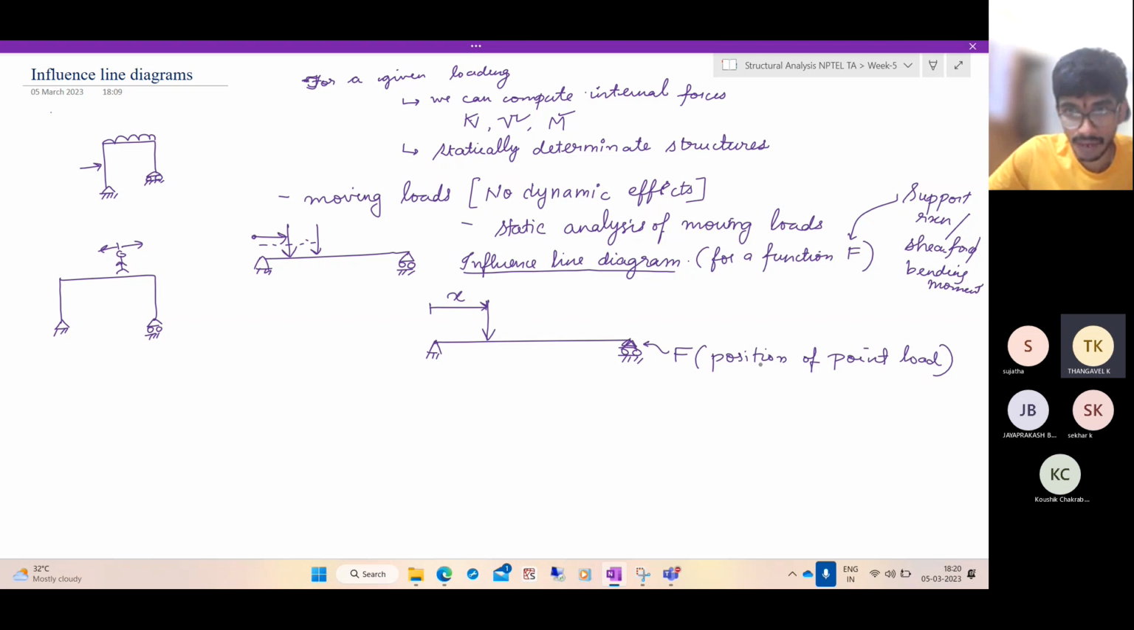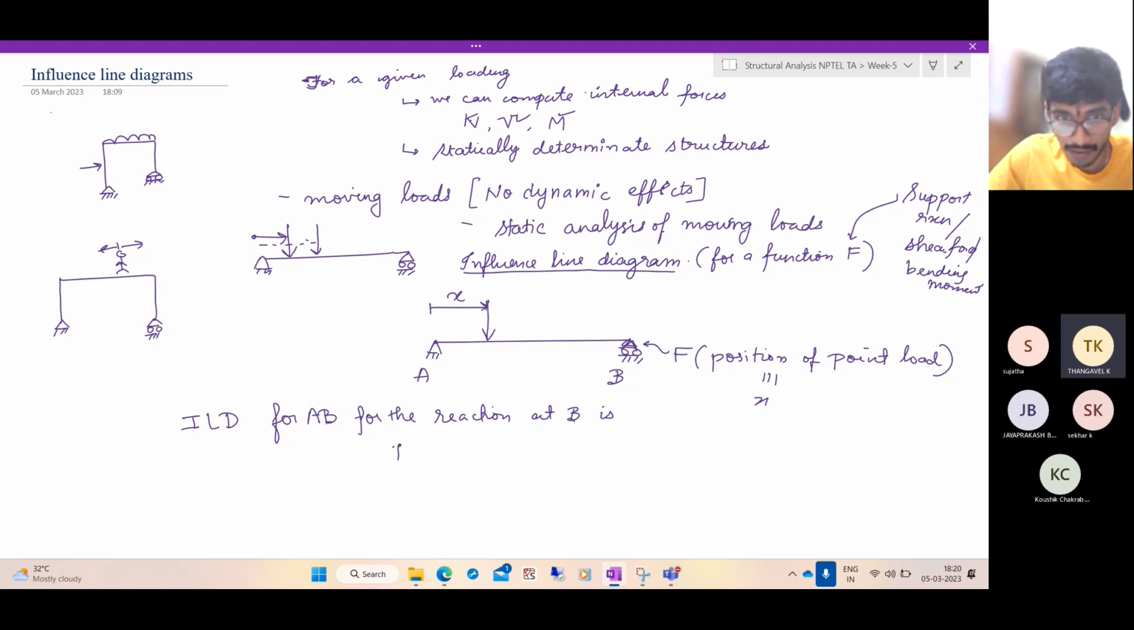What is the position of the point load in our notation? Here I have denoted it as x. Suppose I call this support A and this B. The influence line diagram for the beam AB for the reaction at B is By of x, where x is the position of the point load.